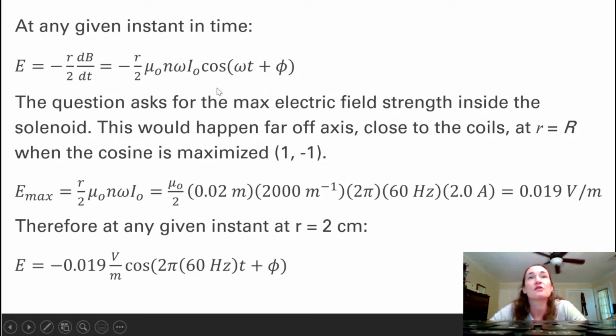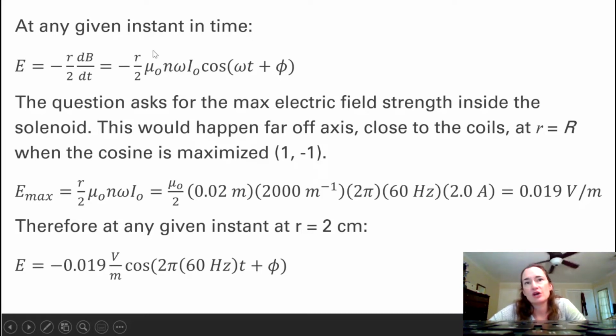Now the question asks for the max electric field strength inside the solenoid, all right? So there's a few things that we have to think about if we want the max electric field strength. So first of all, we want our cosine function to be maximized to give us the most electric field that we can get. Now that would happen here when cosine of omega t plus phi is equal to minus 1, and then that would give us the largest positive value for our electric field. Okay, so that maximizes our electric field strength. The other thing that needs to happen is that you see here that our electric field is proportional to R.